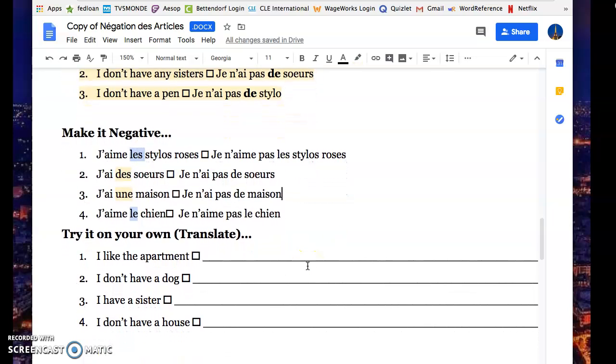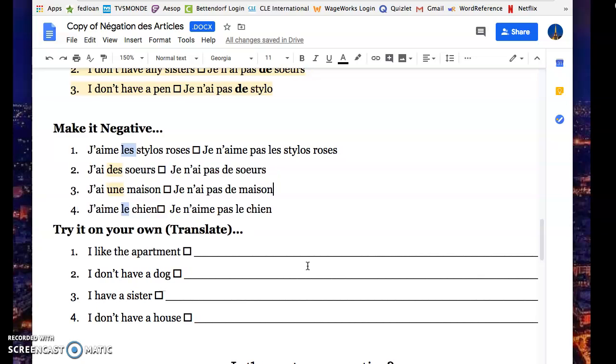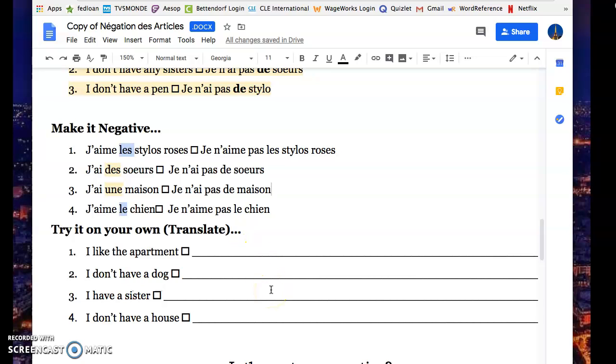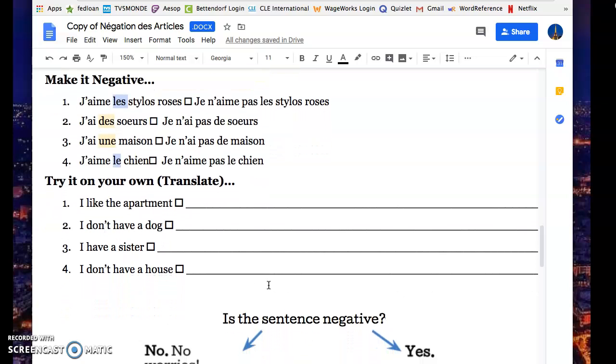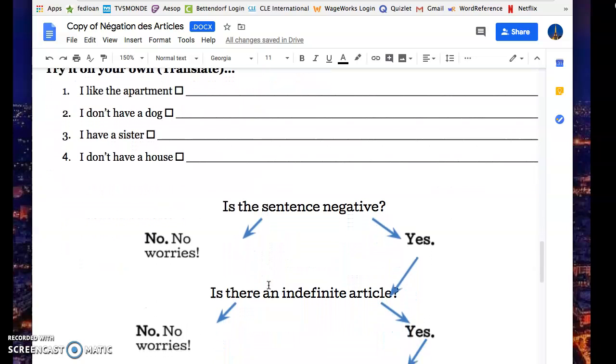So, if we do these translations on your own, we're going to come down and do probably number 1 and number 2 together, and then I might have you guys work on 3 and 4 in our class meetings. Okay, so before we do the translations, I want to come down here and show you this little flow chart.